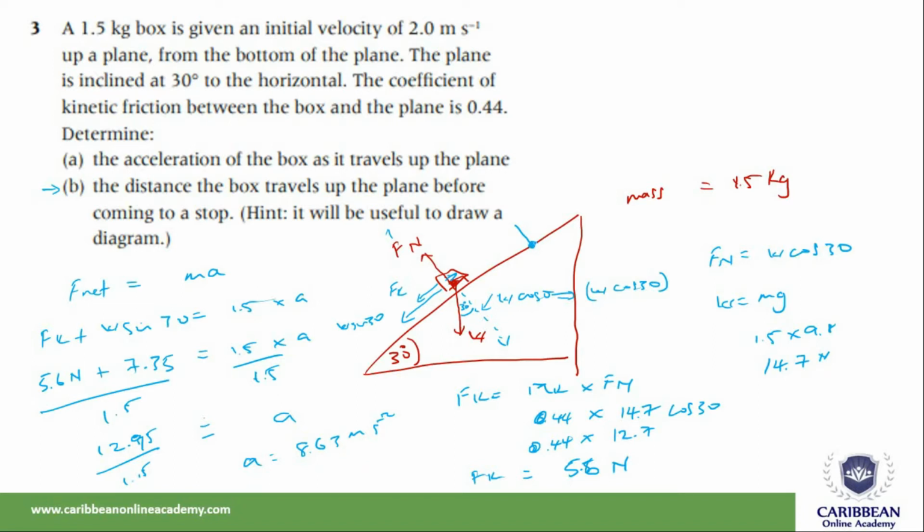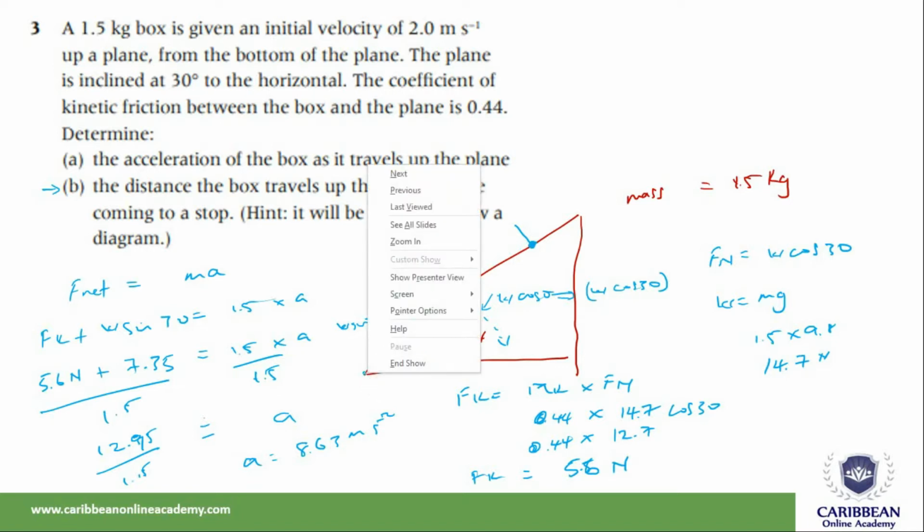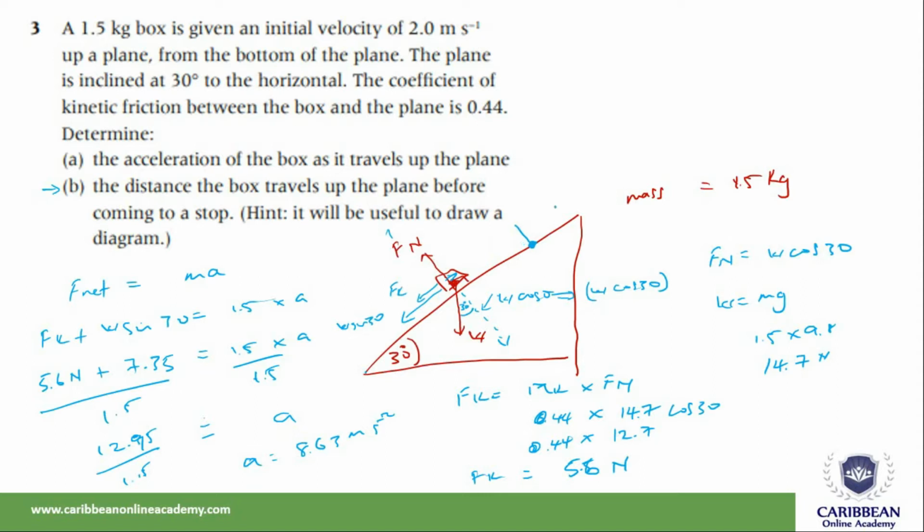All right. So we need to know the time. We need to know how long it took for the box to travel from the beginning of the incline to where it stopped. And in order to do that, we have to use this equation that says v is equal to u plus at. Follow me? Now, when the object is coming to a stopping point, the final velocity is equal to 0. The question told us that the box had an initial velocity of 2 meters per second. So 2 plus the acceleration of the box, which is 8.63, times the time.